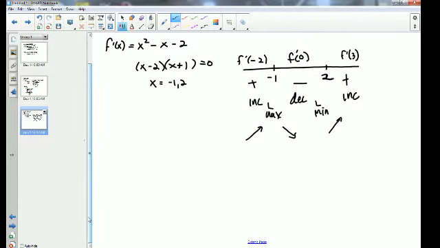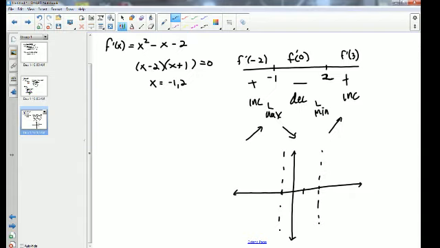So at this point, if you wish, you can start to sketch out your graph. Okay. We know these are critical points, right? And our graph is going to do something like this. But we don't know much more than that, right? So -1 and 2.